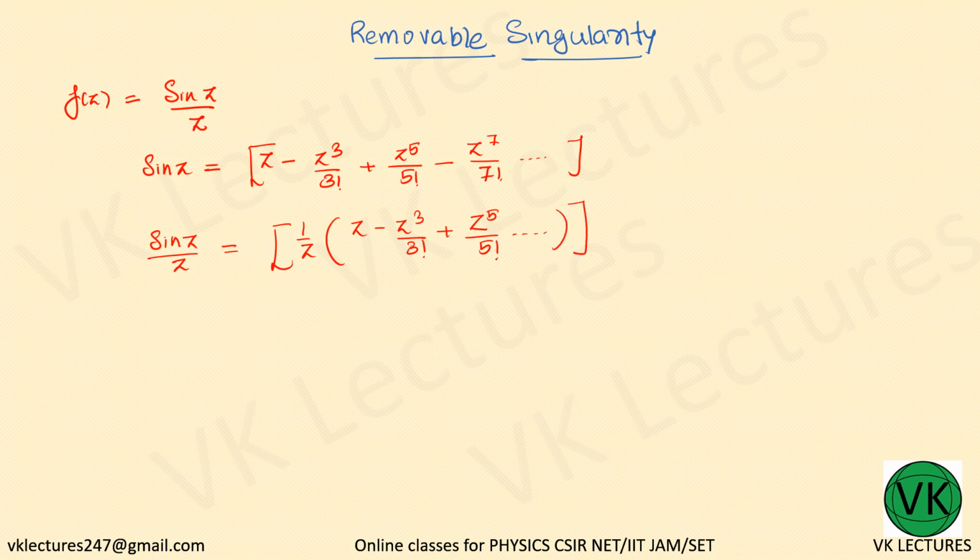Now just multiply this with the z. So what you get is 1 minus z square by 3 factorial plus z to the power 4 by 5 factorial minus z to the power 6 by 7 factorial, etc. Now here when you look at this function f of z, we have rewritten the function f of z in terms of series. So now we do not have any singularity because the denominator does not contain z.